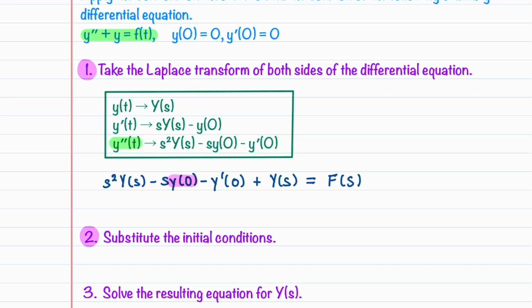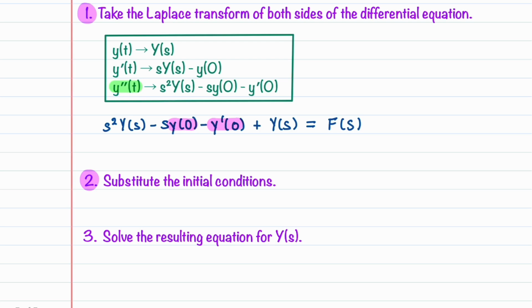In step 2, we are going to substitute in the initial conditions. Here are our initial conditions, and if we look back up top, these initial conditions are equal to 0. So this makes this nice. We're just going to substitute in that those are 0, and we get s squared capital Y of s plus capital Y of s is equal to capital F of s.